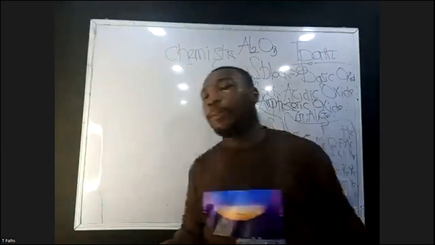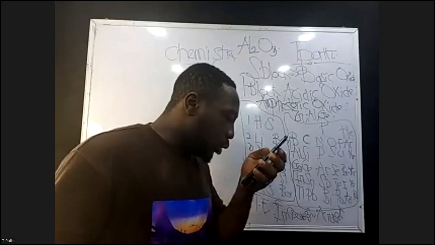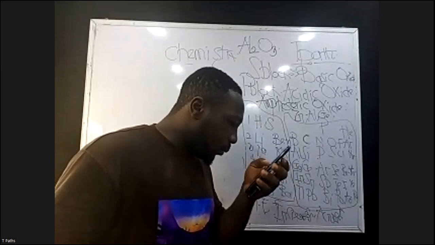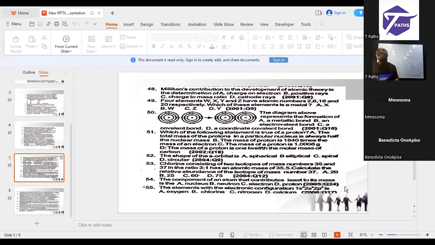Beautiful things that happened back then. We need to know about the contributions of each of these scientists. Now, going back to that question, they said Millikan's contribution to the development of atomic theory was in the determination of what? He determined the charge of an electron. Option A.